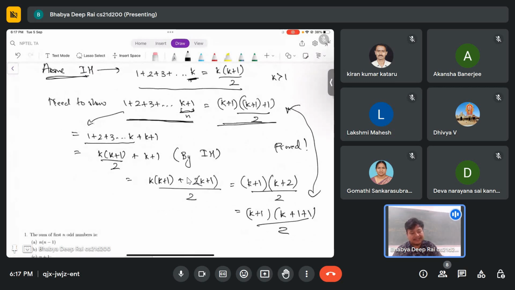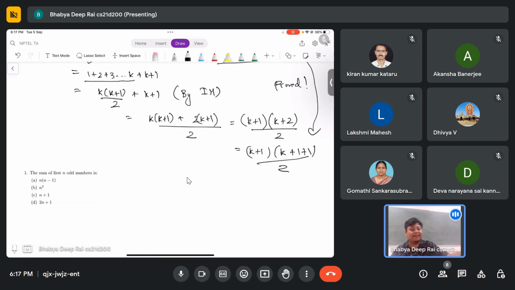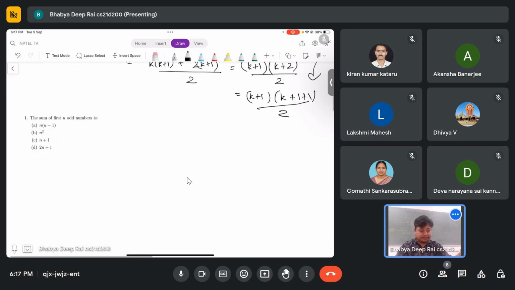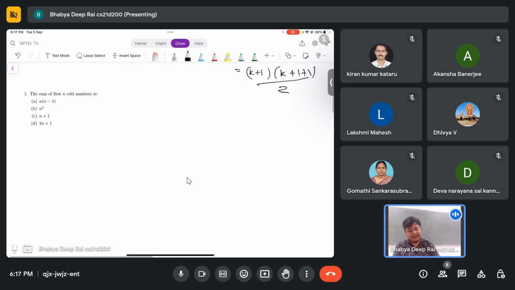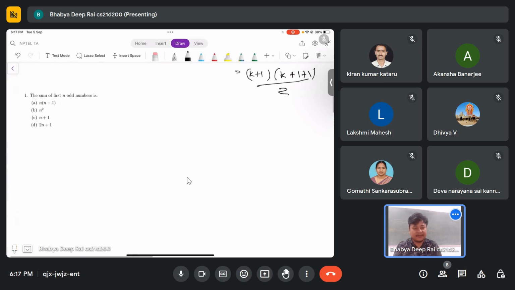And where you should necessarily use the inductive hypothesis. You should necessarily use the inductive hypothesis to prove this. And now, because of the principle of mathematical induction, you prove the entire statement. So that is the idea. Please stop me if you have any doubts in between. For now I'll move on, but let me know if I need to stop somewhere.